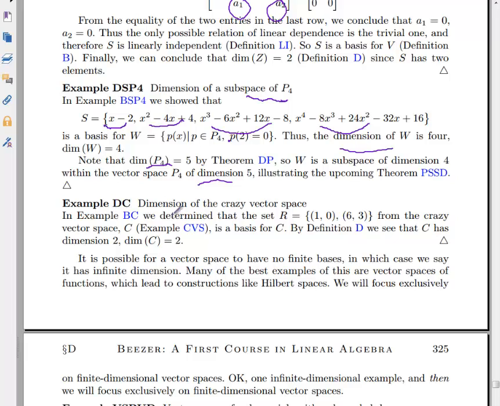There was this crazy vector space, and I'm not going to go back into it, but there were two linearly independent vectors that span the crazy vector space, so the dimension must be 2.